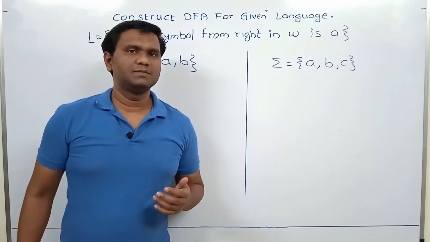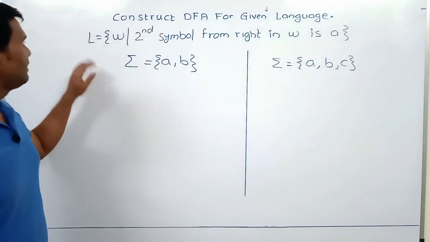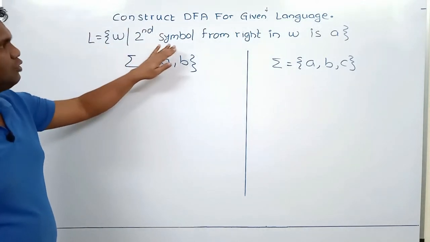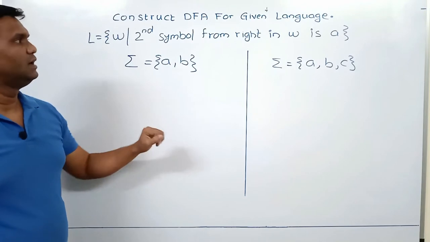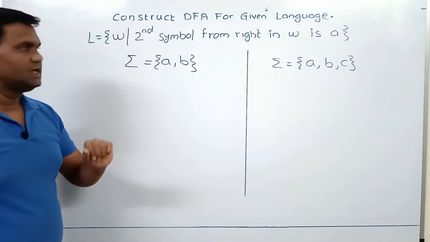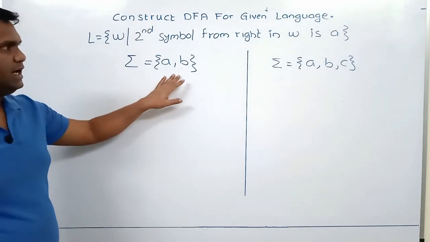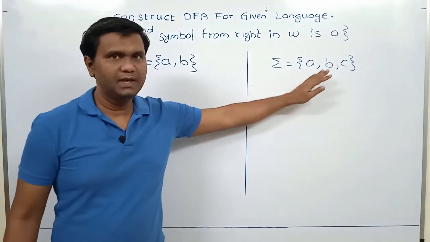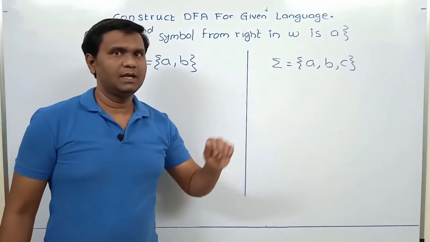Let's consider the next problem statement to design the DFA. Language L is W such that the second symbol from right in W is A. And we are going to consider two different alphabets. This alphabet contains A and B. This alphabet contains A, B and C. Here we have to apply a little bit of a trick.